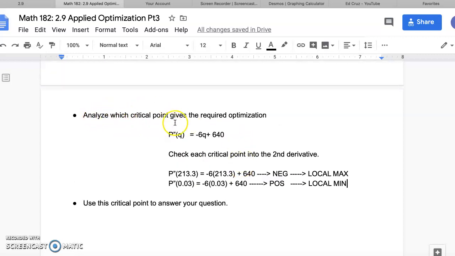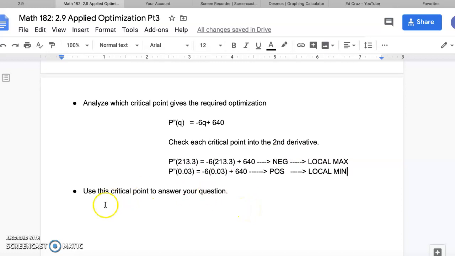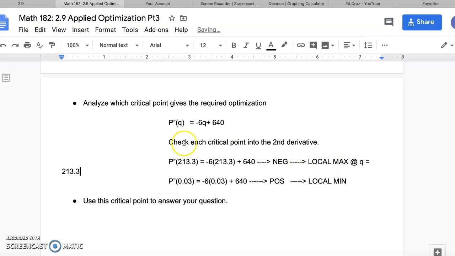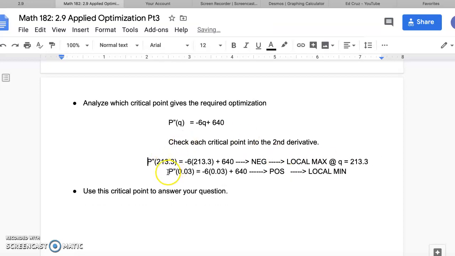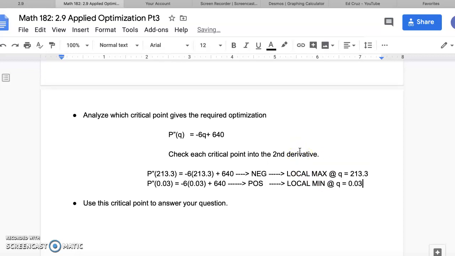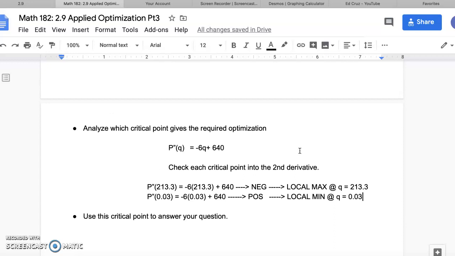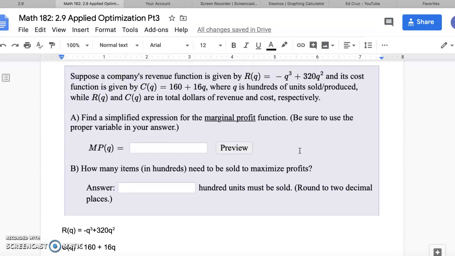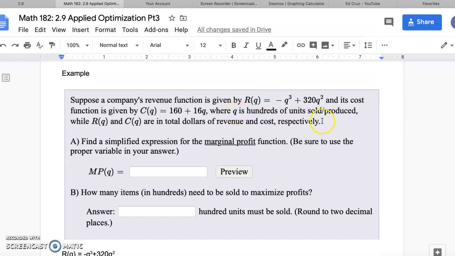Now it says here, analyze which critical point. Okay, so let's go ahead and use this critical point to answer your question. So we have a local max at Q equals 213.3. And we have a local min at Q equals 0.03. Now, remember what Q stands for. It's always good to make sure you understand what Q stands for. Q stands for hundreds of units sold.